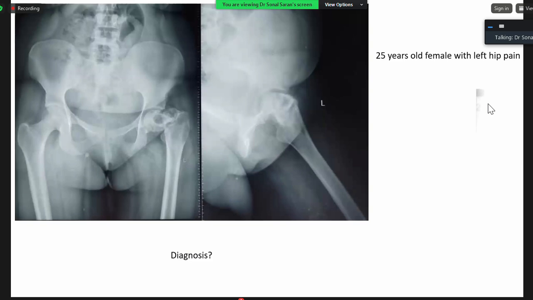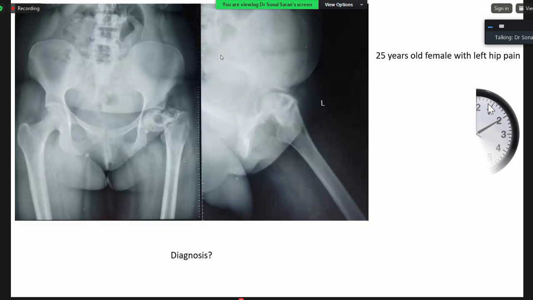Next case. What is the diagnosis? A 25-year-old female with left hip pain. No guesses.